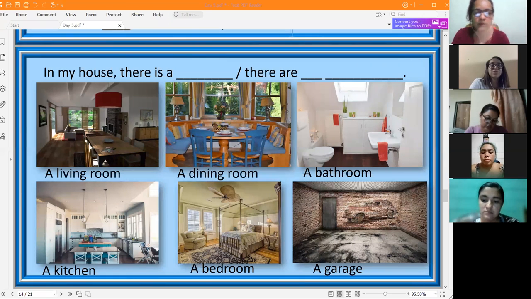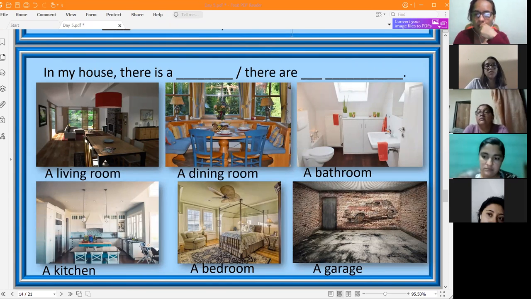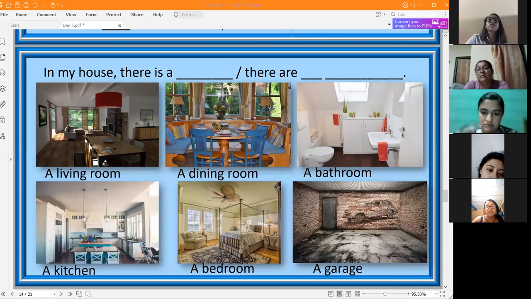Now, Evelyn Ramos. In my house, there is a living room, a dining room, a kitchen. Is there one bedroom or are there more bedrooms? One bedroom. Oh, okay. There is no garage. Okay. Thank you very much, my friend.